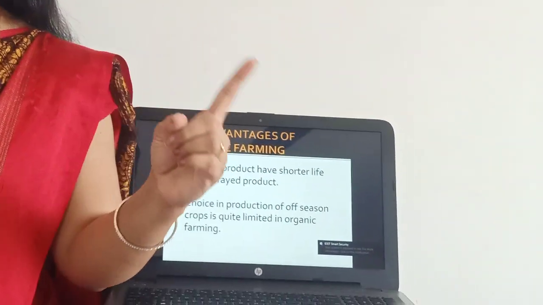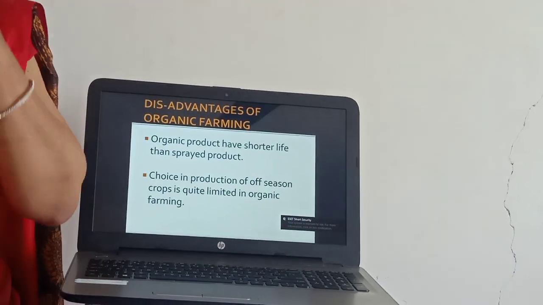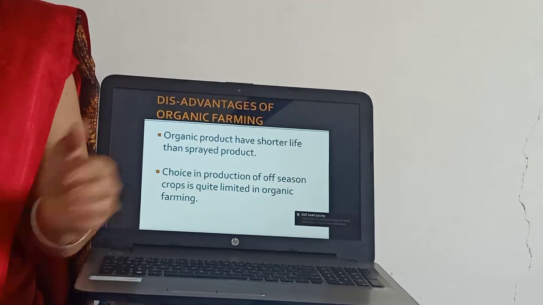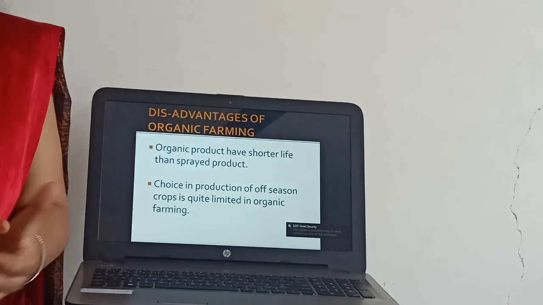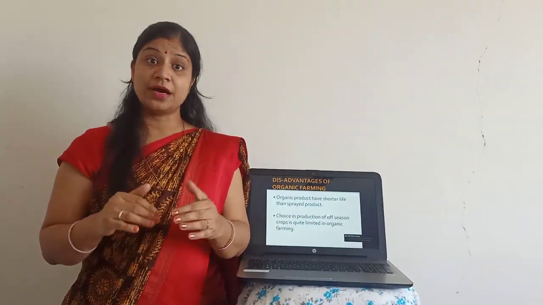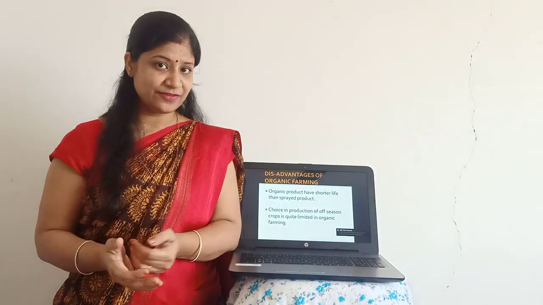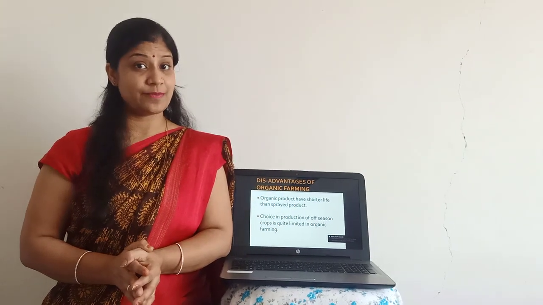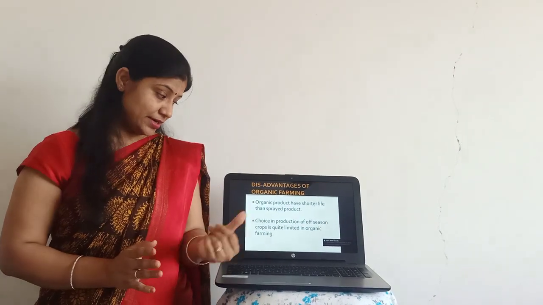Now, what are the disadvantages of organic products? Here there are two disadvantages. Number one, organic products have a shorter life than sprayed products. That means the other products, which are chemical products, have a long life, but the products which are naturally produced have a shorter life as compared to those other products.